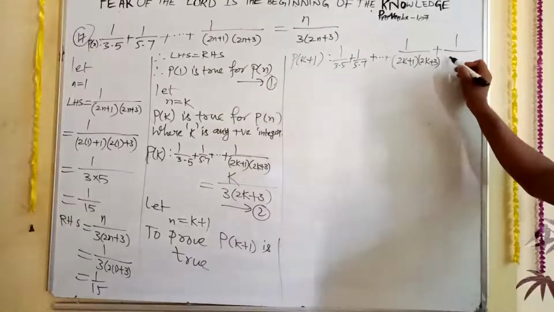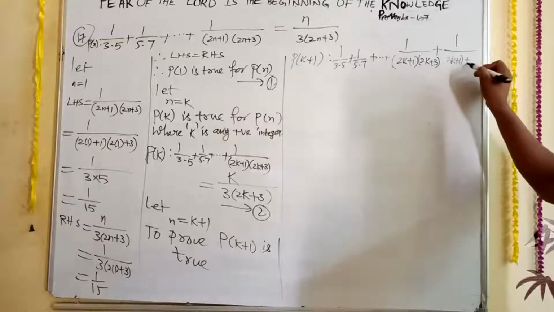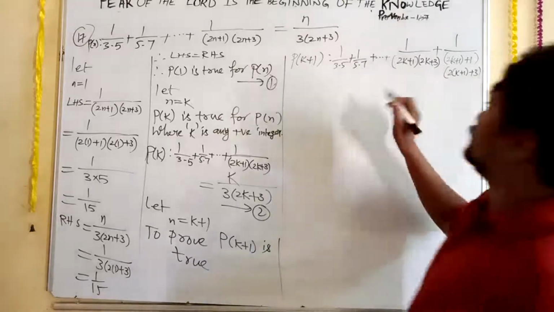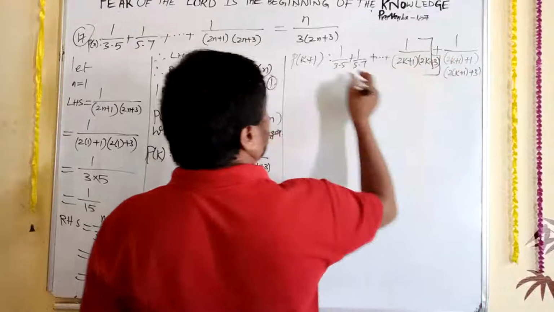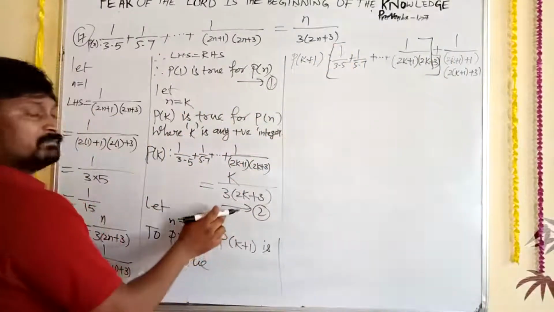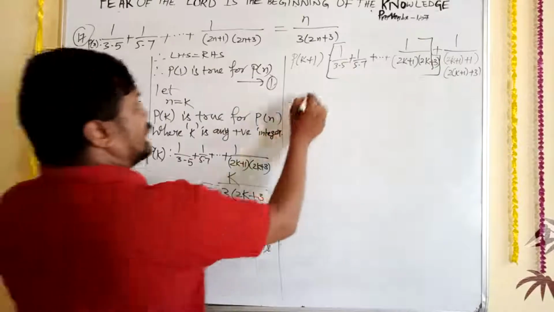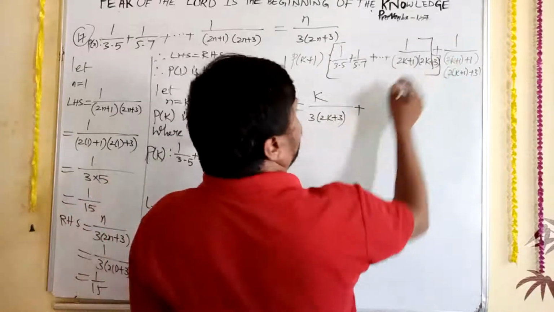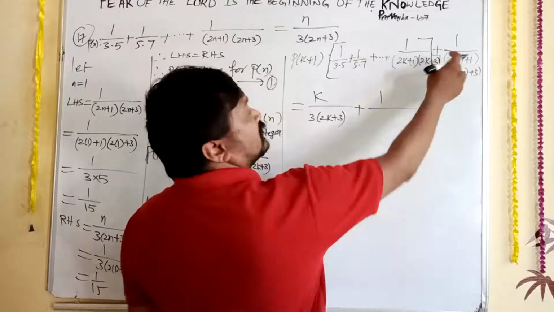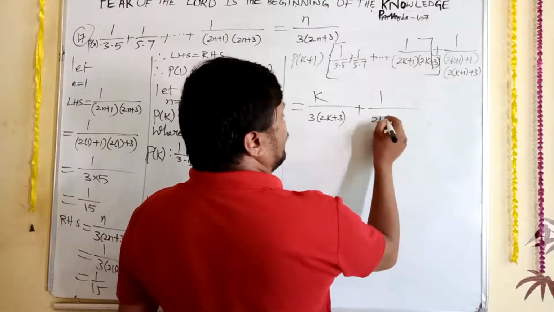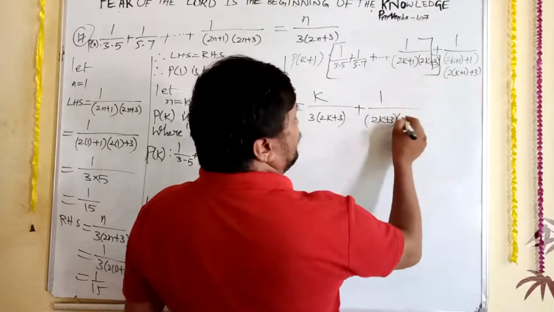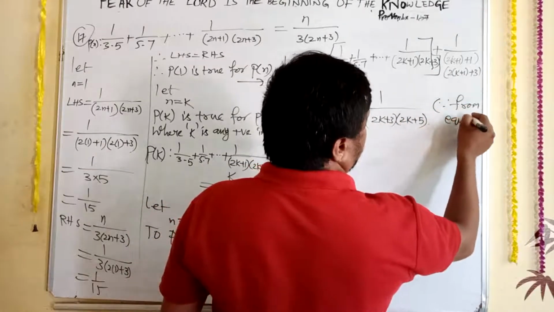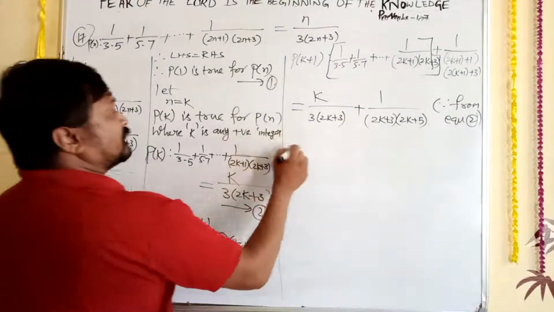One more step needs to be added, so 2 into k plus 1 plus 1, and another one 2 into k plus 1 plus 3. So now this is what we need to know. And this part you already know from equation number 2. What is that answer? k upon 3 into 2k plus 3, plus this simplifies: 1 upon 2k plus 2 plus 1, so 2k plus 3, 2k plus 5, from equation 2. Just simplify.